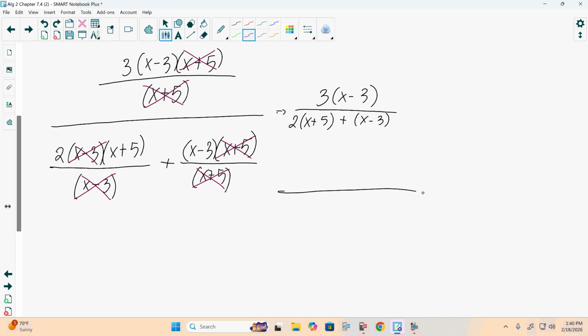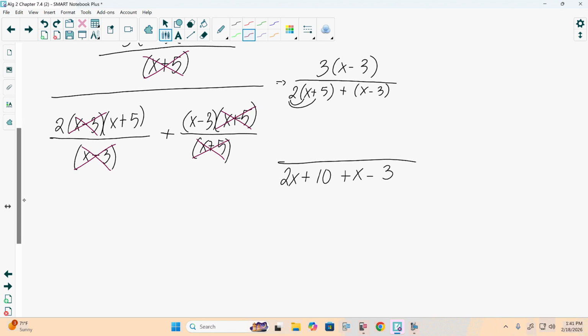Now, when we look at the denominator, we do have two expressions that are going to be added together. So we do have like terms that need to be simplified. The first thing we can do is distribute this 2. 2 times x is going to give us 2x. 2 times 5 is going to give us positive 10. Now the x minus 3 expression, since there's not a number in front of it besides positive 1, is still going to be x minus 3. Because we do have the like terms 2x and x, 10 and 3, that we'll need to combine.